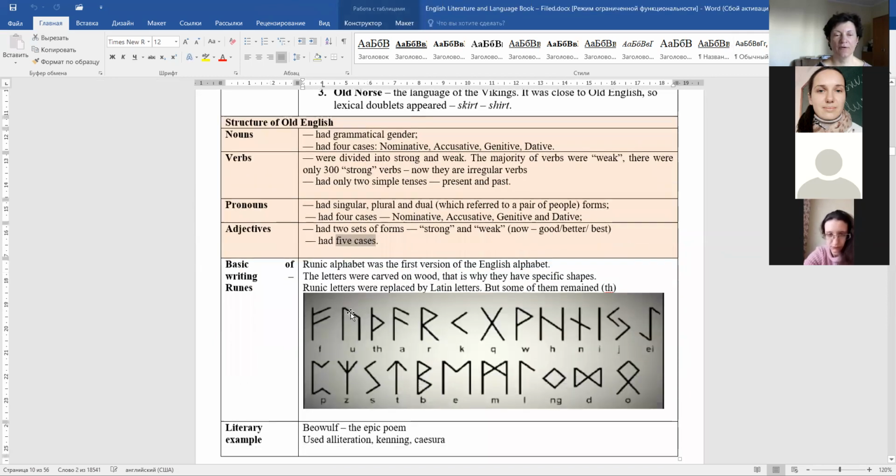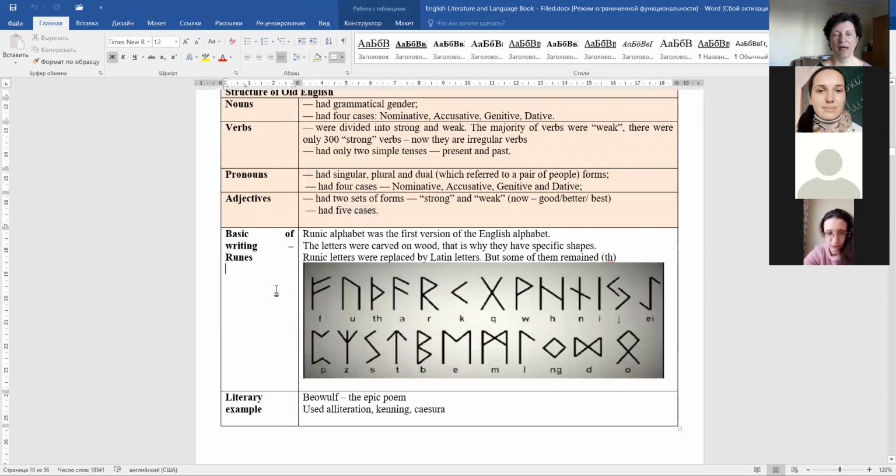Good. Marina, tell about the alphabet. The Runic alphabet was the first version of the English alphabet. The letters were carved on wood. That is why they have specific shapes. Runic letters were replaced by Latin letters, but some of them remained. We saw with you that they were the sound for s and z, and also the sound for a, like broad a.